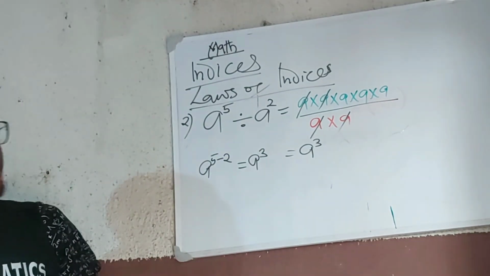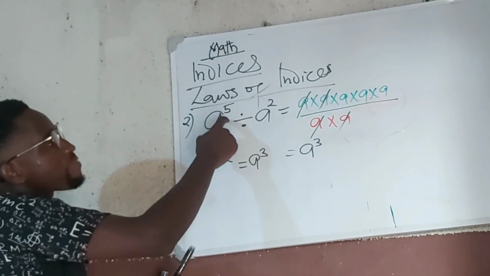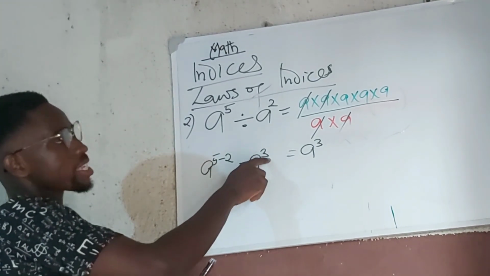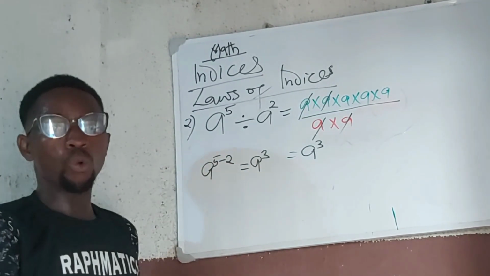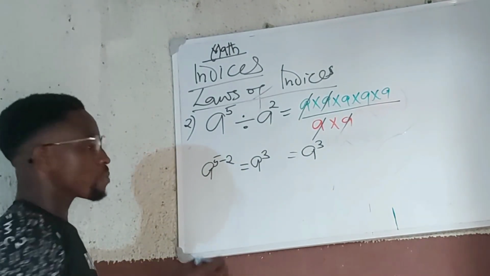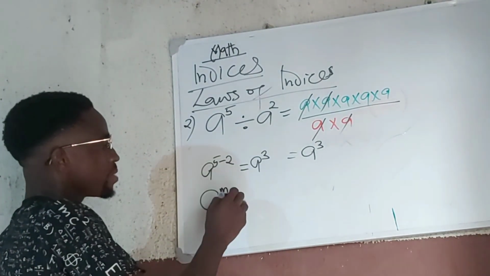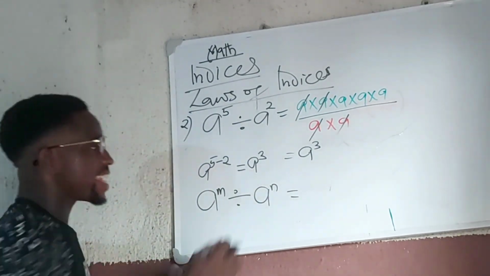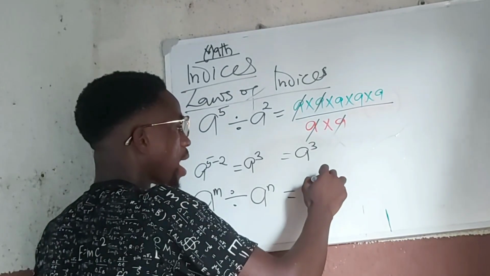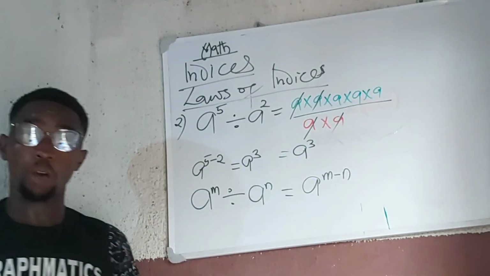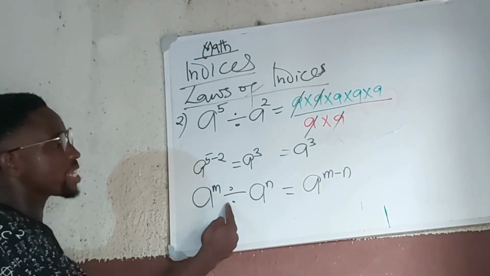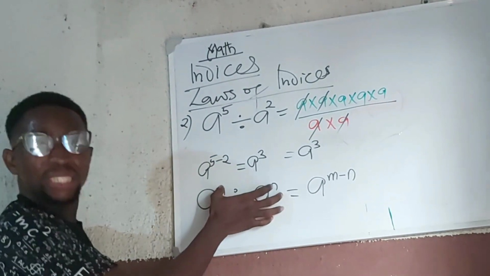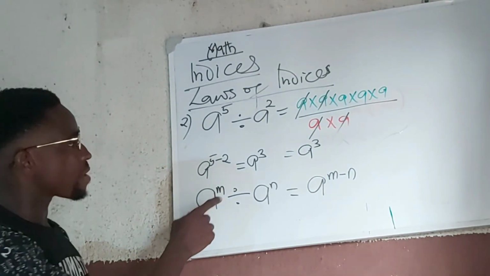So what I've just established here is that a to power 5 divided by a to power 3 is the same thing as a to power 5 minus 2, which is the same thing as a to power 3, as we have seen here. So anytime we have a to power m divided by a to power n, we should say that this is a to power m minus n. Just subtract them. Once we have division between them and the bases are the same, all we need to do is subtract the powers and we are okay. So that's what we have seen from this one.